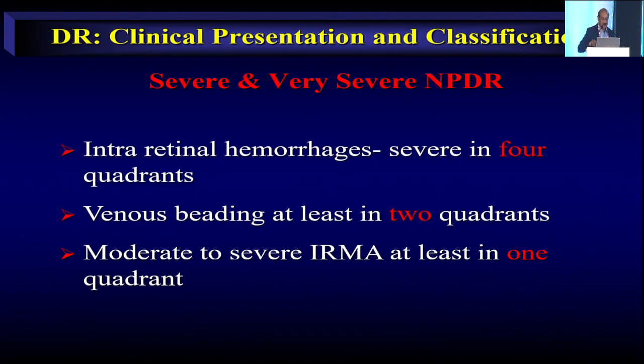As I told you, color sometimes masks the findings, but red-free really highlights the findings very well. Now we come to why these three signs are important. One is 4-quadrant severe retinal hemorrhages, 2 quadrants venous beading, 1 quadrant IRMA. IRMA is very, very essential, and if one of these three findings is present, it is classified as severe non-proliferative diabetic retinopathy. If any 2 of the 3 are present, then it is called very severe. Why should we classify this in the clinic?